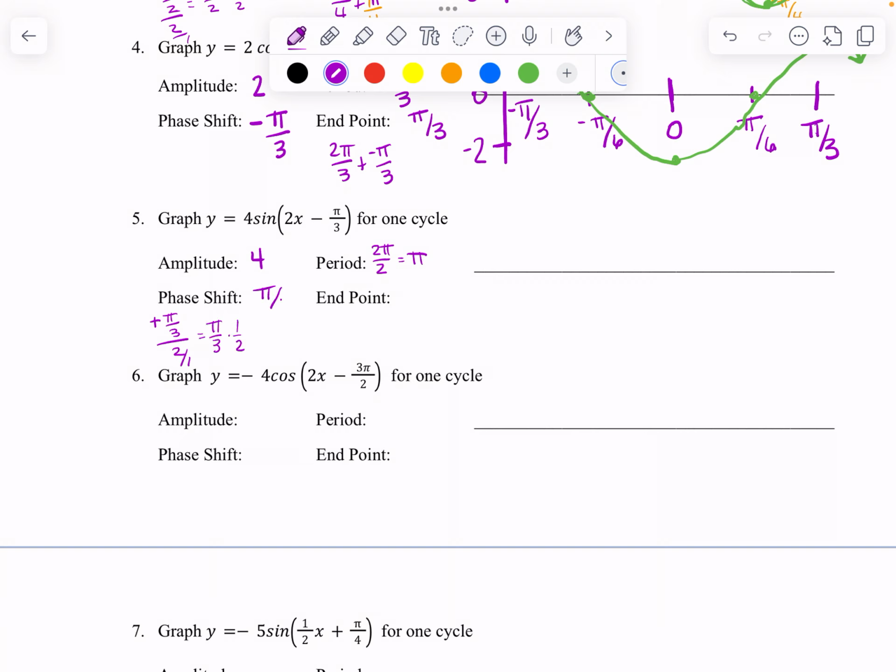So pi over 6. Now, if your period has a pi in it, your phase shift should have a pi in it. If the period doesn't have a pi, then the phase shift should not have a pi. So you shouldn't be adding like 2 plus pi over 3. All right, so pi over 6 plus pi. So that would be 6 pi over 6. So 7 pi over 6.